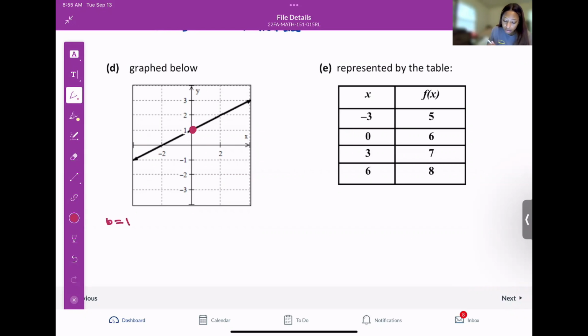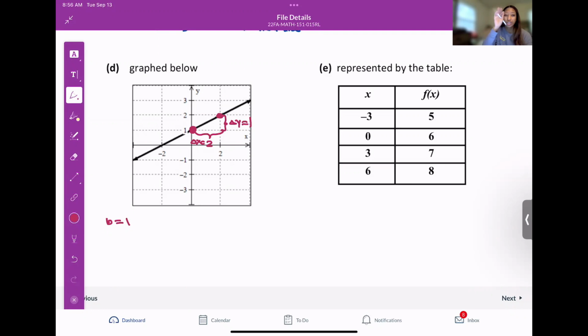And then we can pick 2 points and find the slope, or you can kind of count. We can see that we go from this point to this point. Delta y is 1. Delta x is 2. You can count the number of units you move, the rise over the run. So we're going to go 2 units to the right and 1 unit up, rise over run. So this gives us a slope of 1/2.